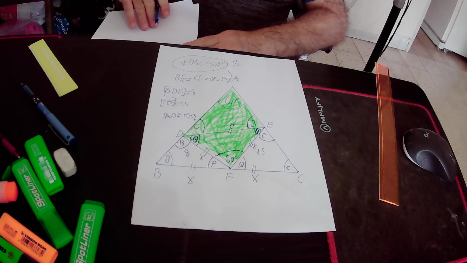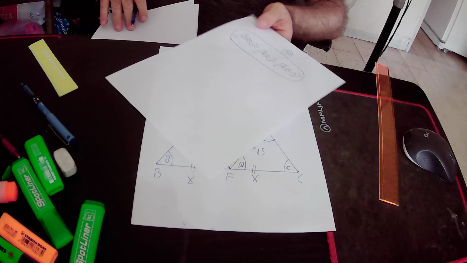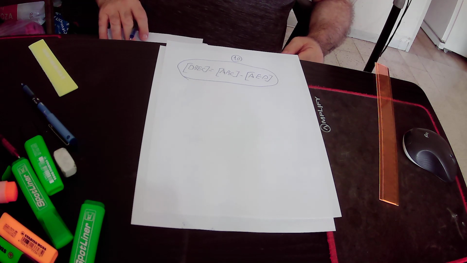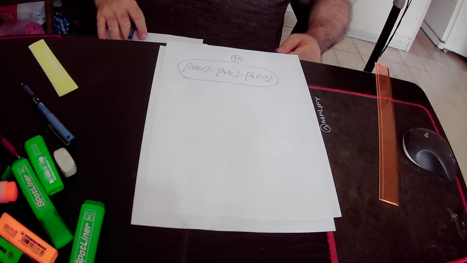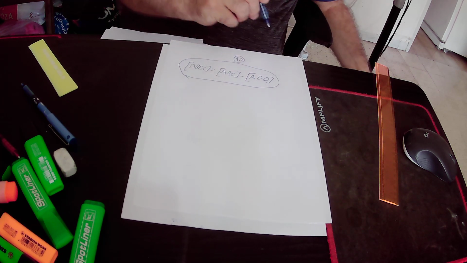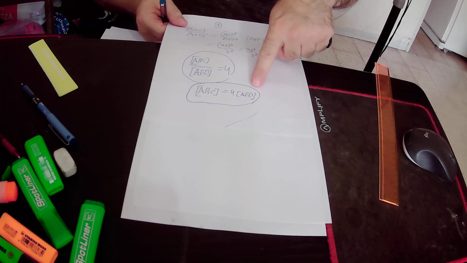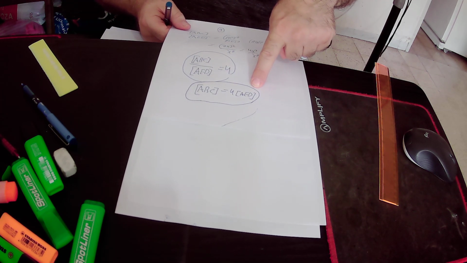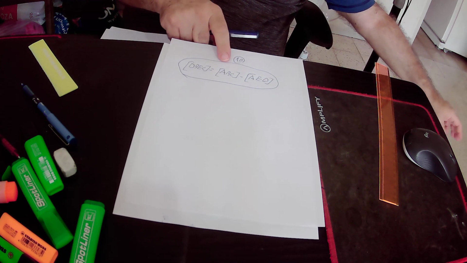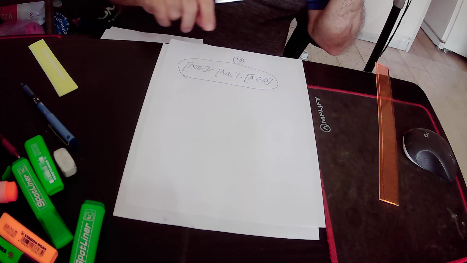Again, a simple equality that states that the area of quadrilateral DBEC equals the area of triangle ABC minus the area of triangle AED. But we have already found out that the area of triangle ABC equals 4 times the area of triangle AED. So we can substitute the area of triangle ABC by 4 times the area of triangle AED.